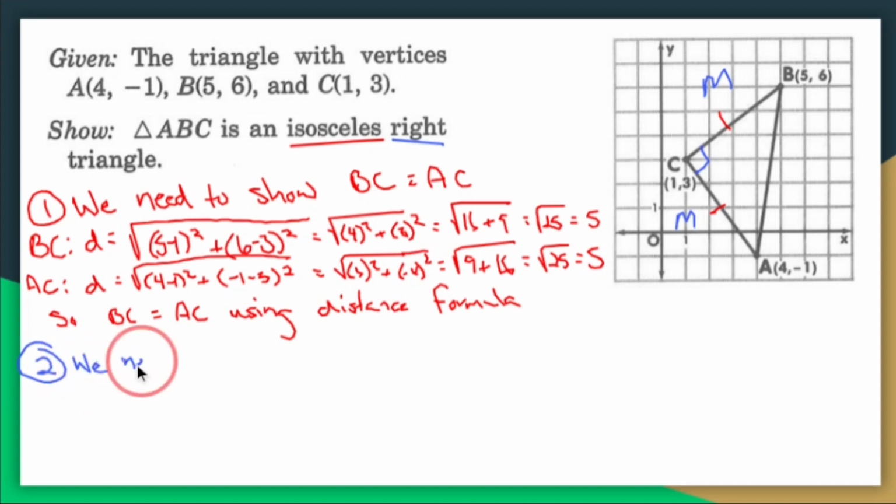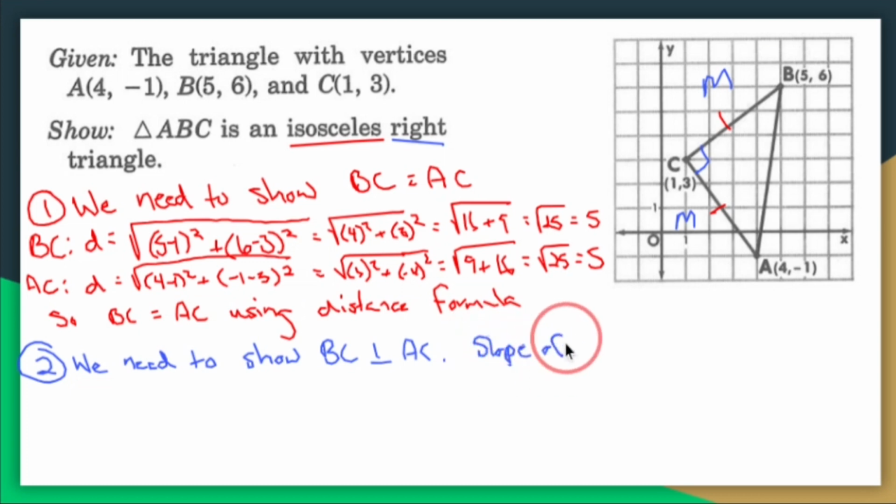we need to show that BC is perpendicular to AC. I have all this space, so I'm going to use it. Slope of BC is, now let's go up here. Let's find the slope. Up 1, 2, 3 over 1, 2, 3, 4, 3 over 4.